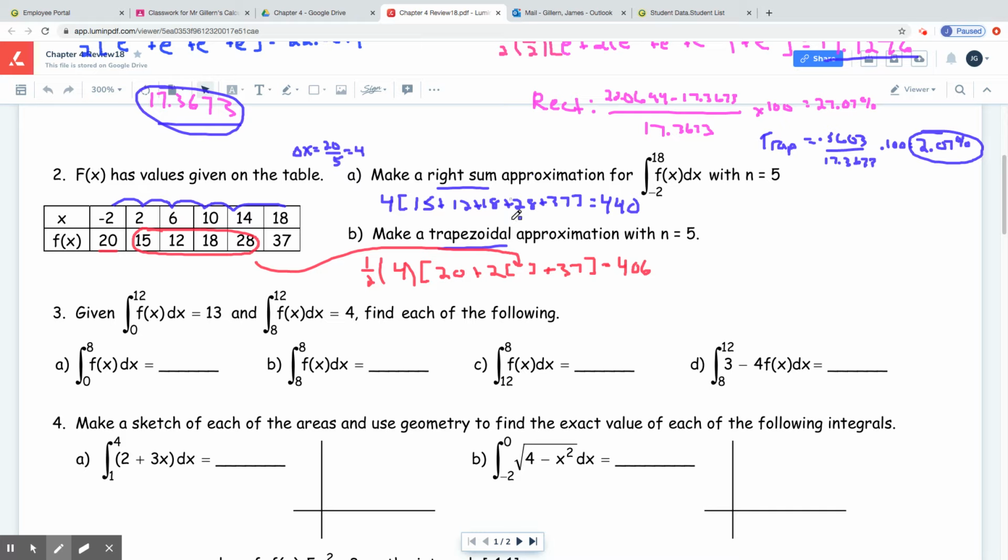So there are 2 examples, one with a rectangle approximation and a trapezoid approximation using a chart, and one using an equation like we had in number 1.